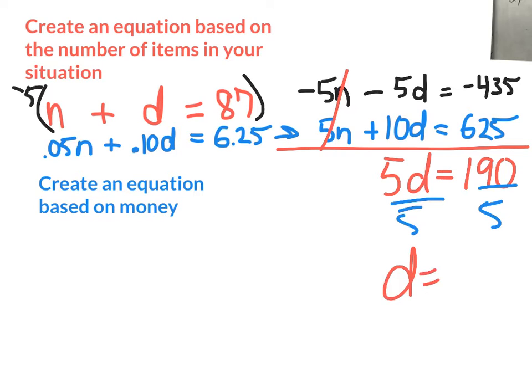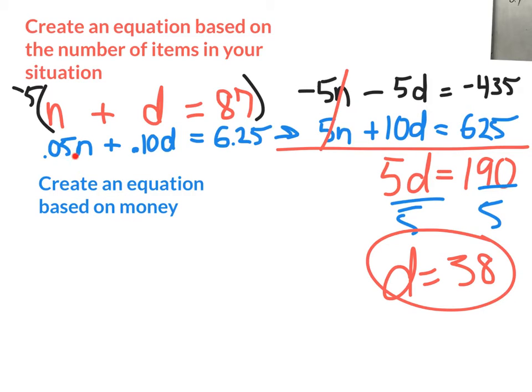So what did I just find right here, guys? What is D? The number of dimes. Exactly. D is the number of dimes. So I have 38 dimes in that jar. I need to find out how many nickels are in that jar. So how could I do that? Plug it in. Just like before with x's and y's, once you have an x value and you want the y value, just plug it back into the original.